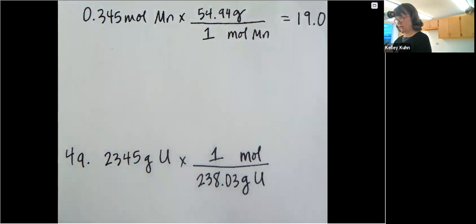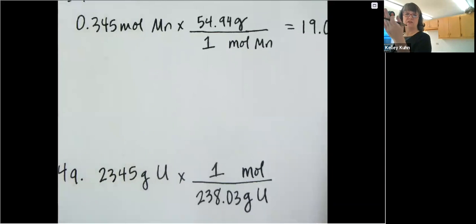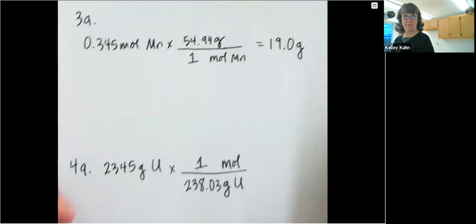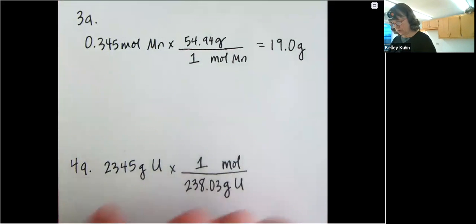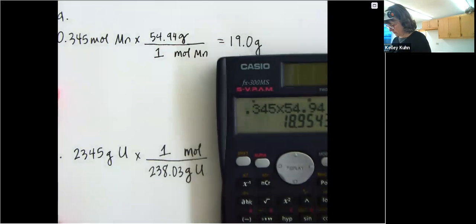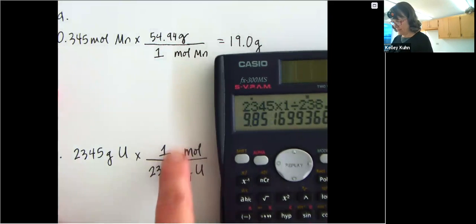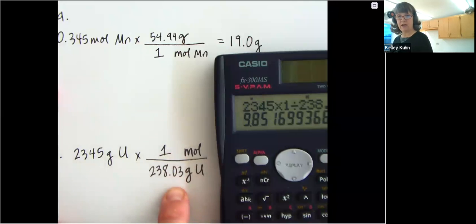Now, you may have noticed on the top one, with one exception, we'd already added those up. On the bottom one, the same thing goes. You've added those up on the left. So what am I going to do this time mathematically? Well, I'm going to take 2345 times 1 divided by 238.03. Remember that you're always going to multiply by the numerator and then divide by the denominator.